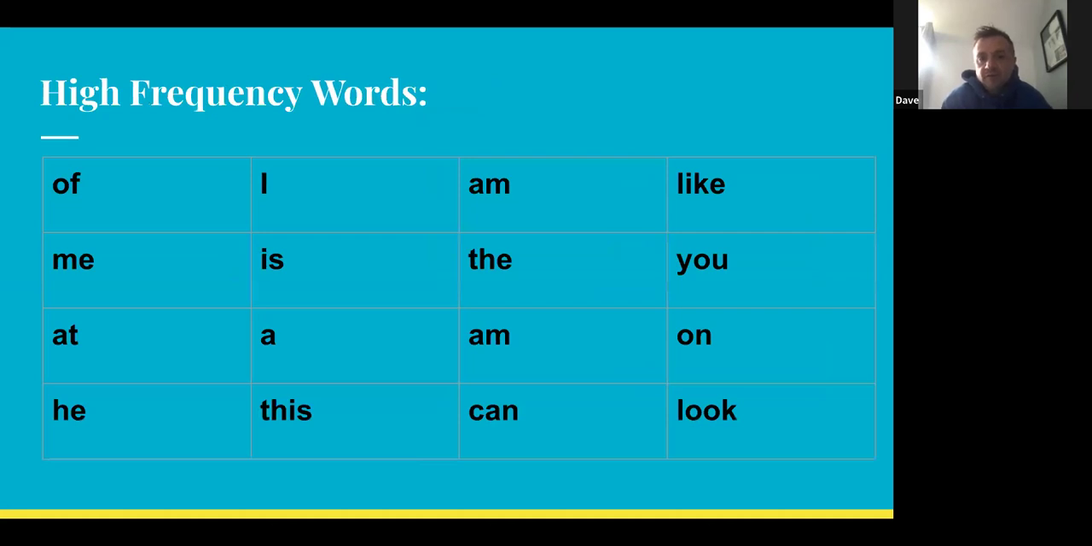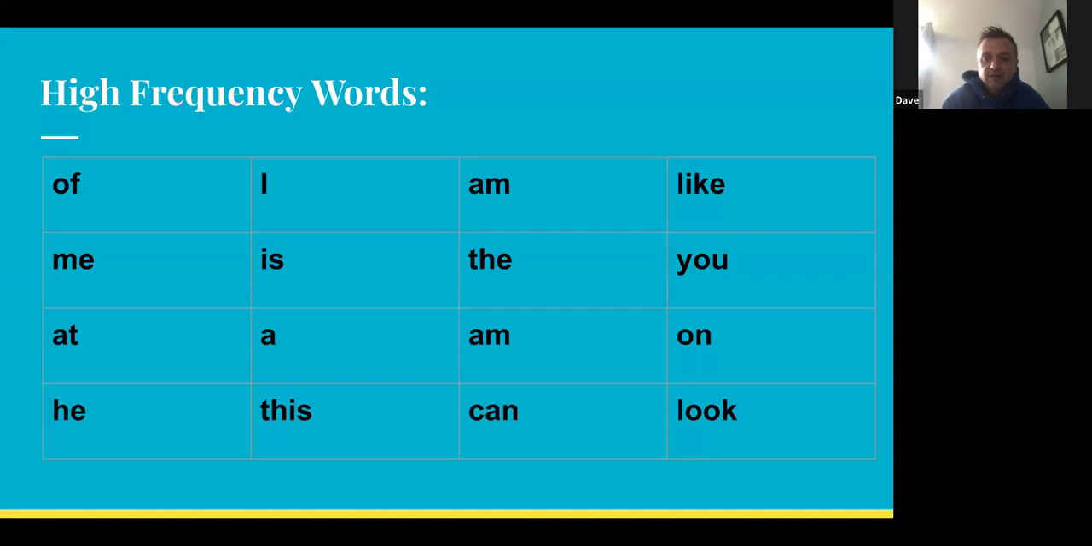And then these are the high frequency words. These are the words you will see a lot. Of, that does end with a V sound. Of. I. So whenever you write the word I, it is always capital, even if it's in the middle. Am, like, me, is. Remember the TH sound. The, you, at, a, am, on, he, this, right?